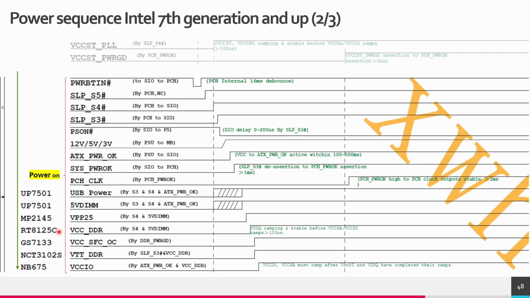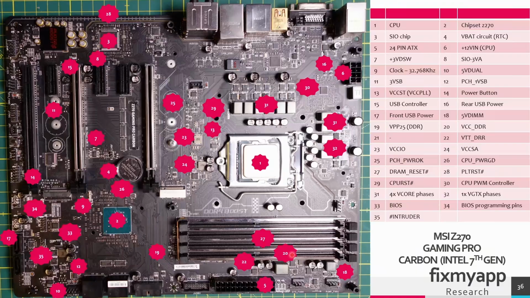The next step is to create the VCC DDR voltage, and VCC DDR is the main power supply for the RAM modules. This mainboard supports DDR4 memory, and DDR4 memory has a main power supply of 1.2 volts. In area 20, the main power supply of 1.2 volt for the DDR4 RAM modules is created. This power supply will deliver 1.2 volt to all the RAM modules that are connected in these DIMM slots.